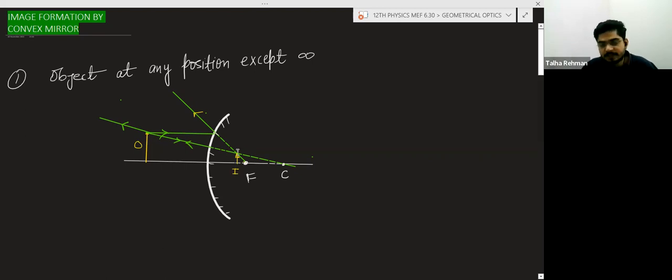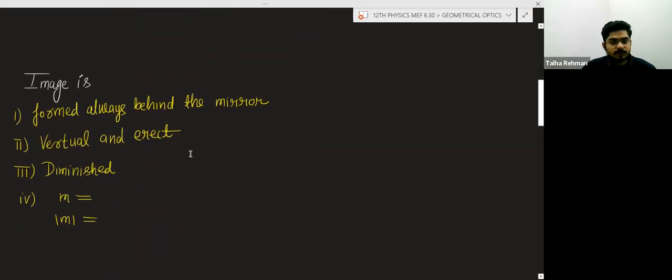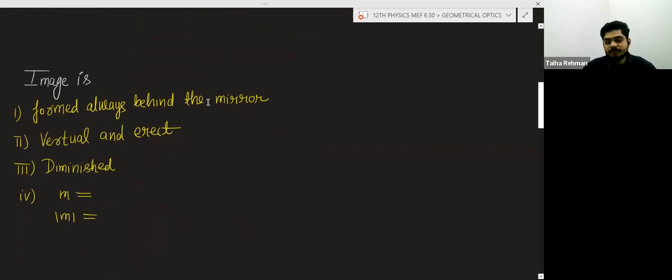Now you can see here rays are not actually meeting. These rays are just appearing to meet at a point. So which type of image we will get? Not the real, virtual image we will get. And virtual image is also erect image. I have told you, virtual and erect image we will get smaller than the object in the mirror. And magnification, how magnification will be there? So image is formed always behind the mirror. Virtual and erect. Why the virtual and erect? Because the rays are appearing to meet.